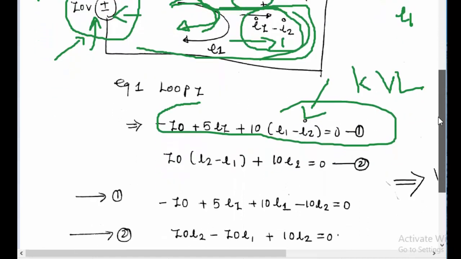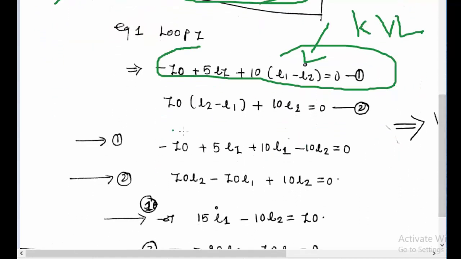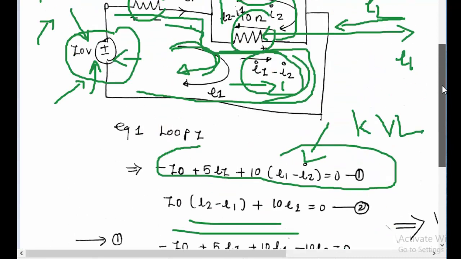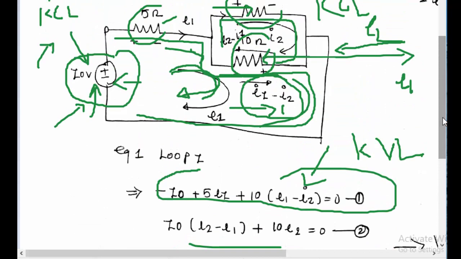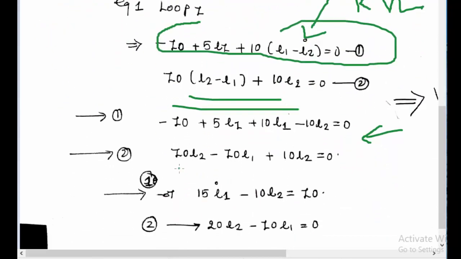When you apply the KVL there and solve the equation, this is the first equation you get. And again, if you traverse the second loop, this is the equation you get by applying the KVL to the second loop.